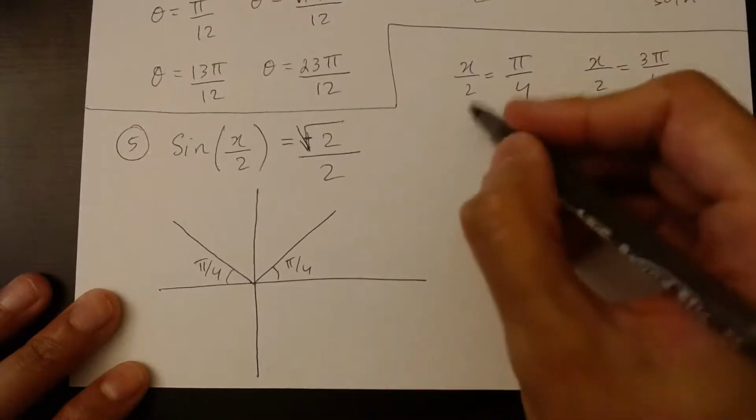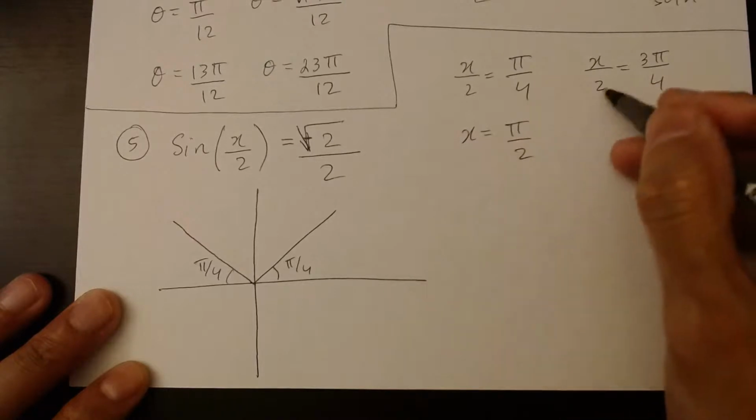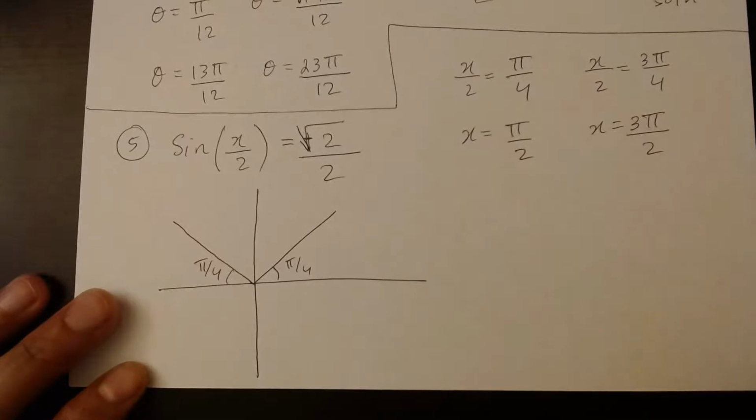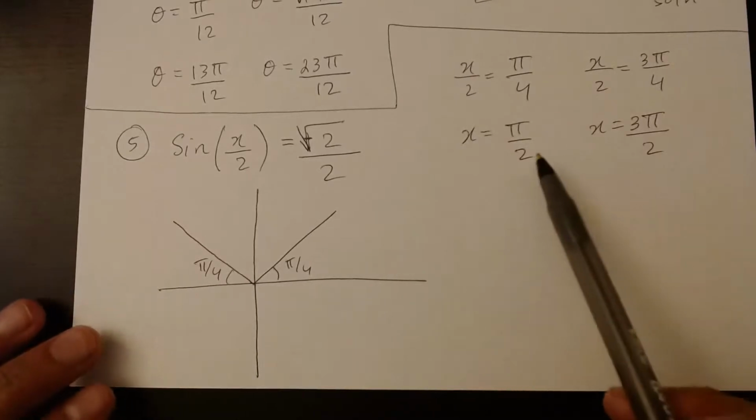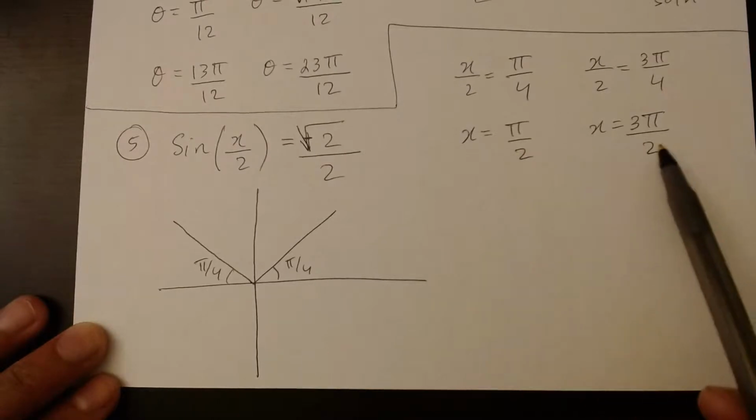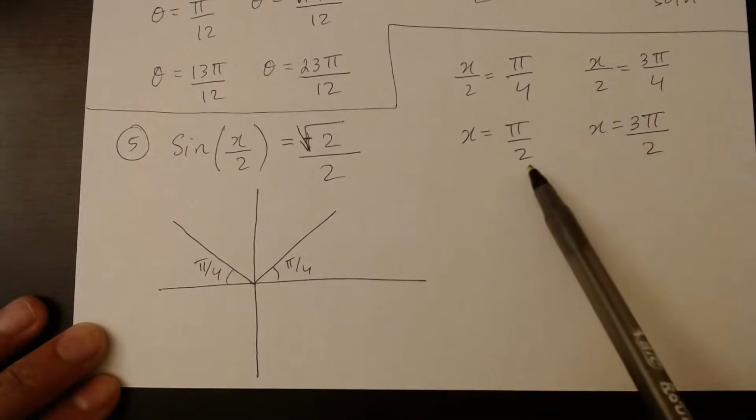I'm going to cross multiply the 2 to the other side. So I get x equals pi over 2. And here I'll get x equals 3 pi over 2. And what you notice in this question is these are both less than 2 pi. So they're both valid solutions. So in this case, both these solutions are good.